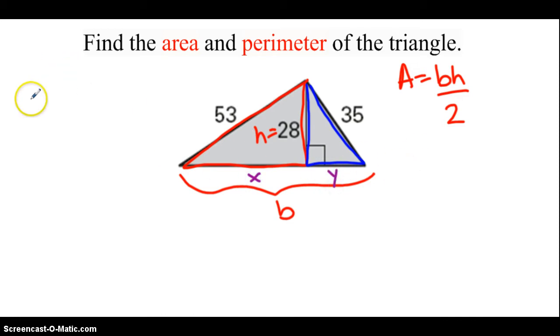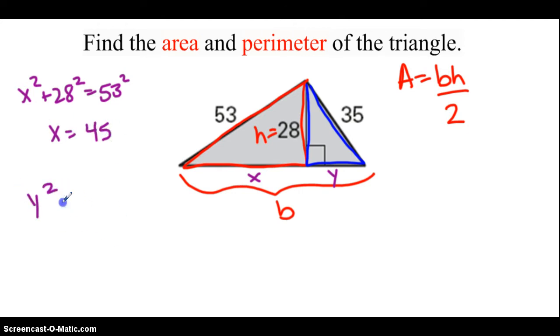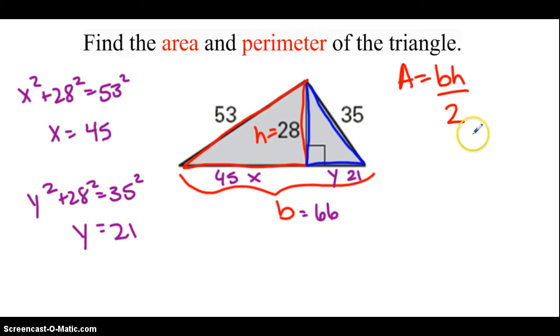Okay, so our first Pythagorean theorem, we're going to have x squared plus 28 squared equals 53 squared. And through the magic power of algebra, we get 45 for x. Do the same thing now for y. So y squared plus 28 squared equals 35 squared. And you could do this on your own and check me, but that should be a 21 there. So we have 45 plus 21 is 66, right? So now let's find the area.